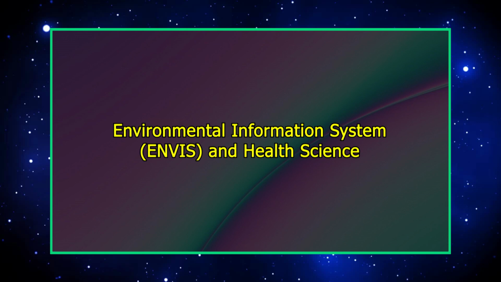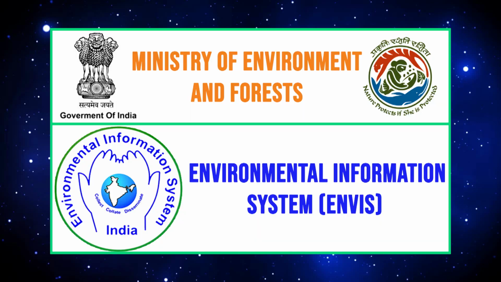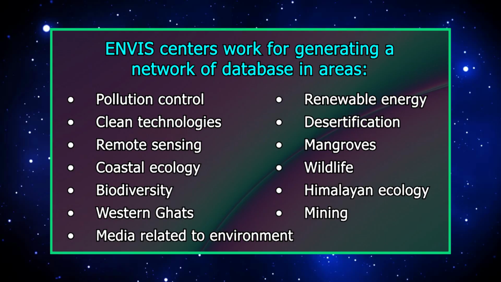Environmental Information System and Health Sciences. The Ministry of Environment and Forests has created an information system called Environment Information System. With its headquarters in Delhi, it functions in 25 different centers all over the country. The ENVIS centers work on generating a network of databases in areas like pollution control, clean technologies, remote sensing, coastal ecology, biodiversity, Western Ghats, media related to environment, renewable energy, desertification, mangroves, wildlife, Himalayan ecology, mining, etc.